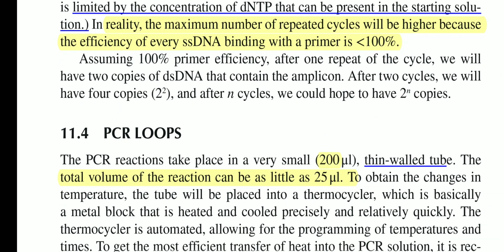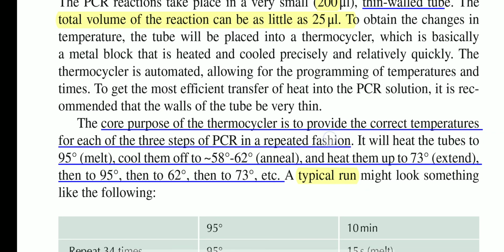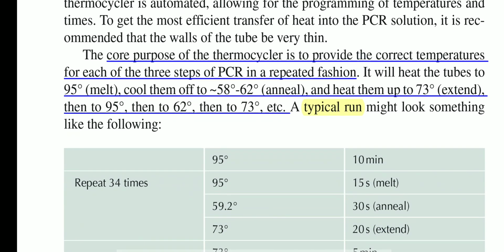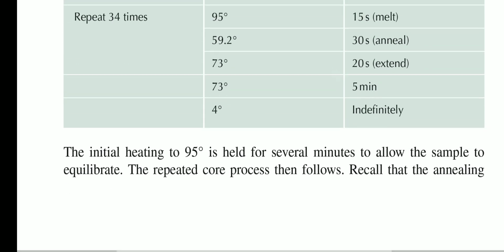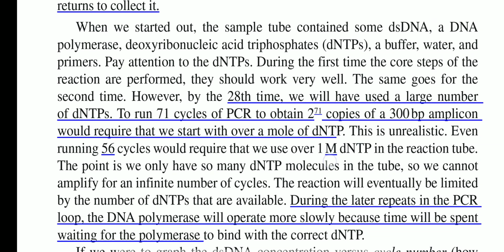So this is the thing. Now what is a PCR run? You can see here that PCR takes place in a very small tube, up to 200 microliters, what we call a PCR tube, and in that volume we have only 25 microliters of our solution. Temperature cycling is there to run the annealing steps, typically as I have shown in this picture once. The final step is simply to hold the sample until the operator returns and collects it. Nothing to understand so deeply.